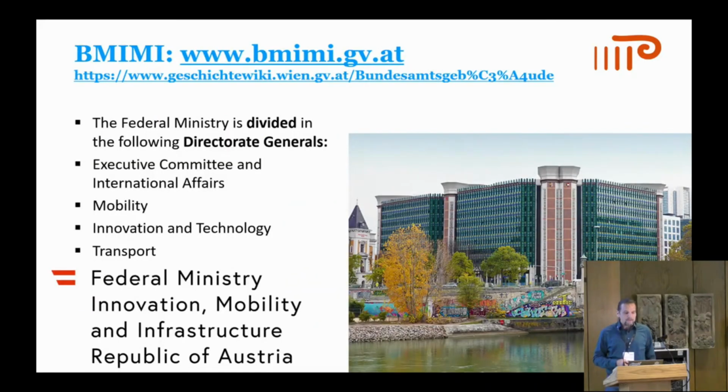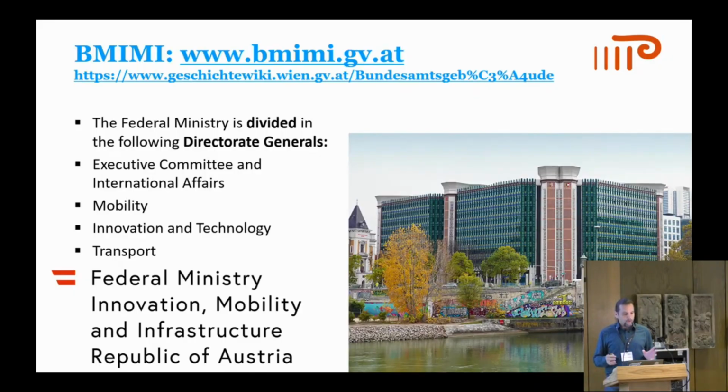So what is this ministry? In the US, you have the Pentagon. In Austria, in Vienna, we have the Octagon. So it's an 8-faceted building that holds a lot of ministry departments. And this is the Federal Ministry of Innovation, Mobility and Infrastructure.